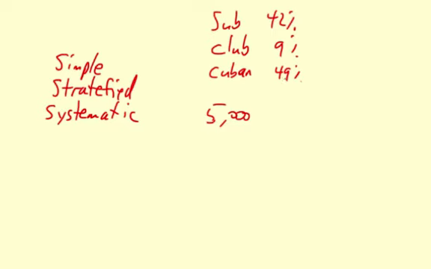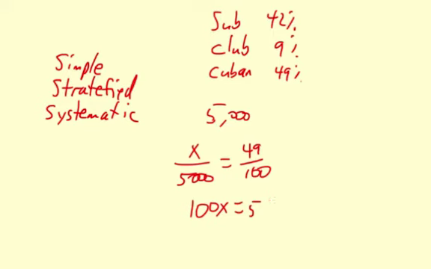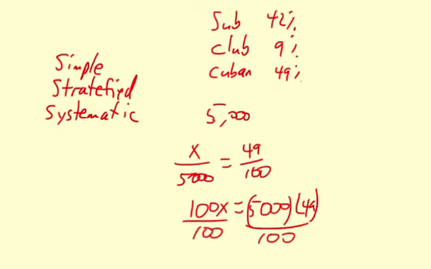So how many people preferred the Cuban sandwich? Well, you could estimate, since 49% is almost 50%, and you could say 2,500, but if you want to know the exact number, you have to do a percentage. X over 5,000 equals 49 over 100. Cross multiply: 100X equals 5,000 times 49, so X equals 5,000 times 49 divided by 100. So X equals 2,450 people. So that's how many people out of that population preferred the Cuban sandwich.